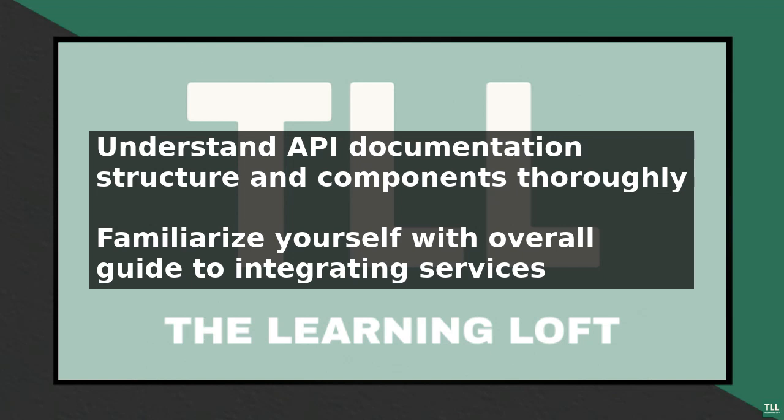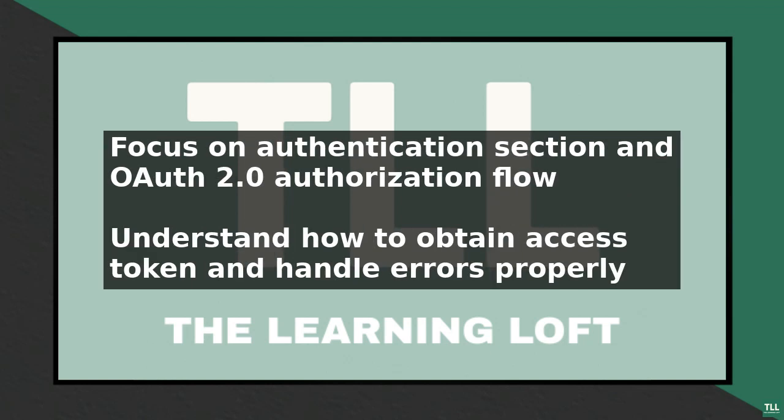authentication, endpoints, parameters, and response formats. Understanding these components is crucial to successfully decoding the API documentation. Next, focus on the authentication section, which explains how to obtain an access token and authenticate your API requests. Bill.com uses OAuth 2.0 for authentication, so make sure to understand the authorization flow and how to handle errors.